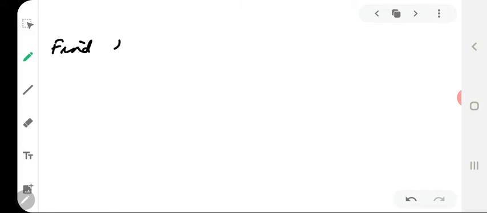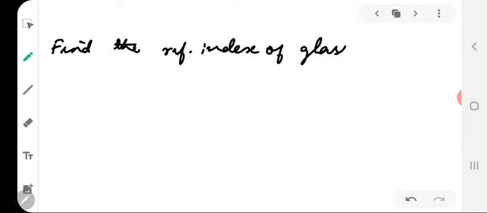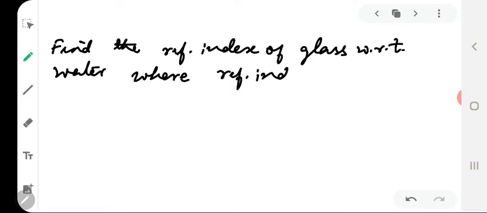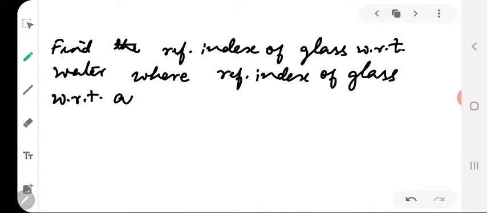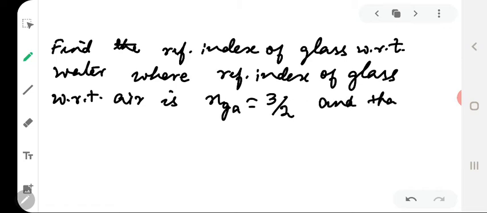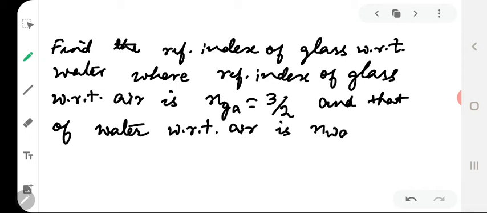Find the refractive index of glass with respect to water, where refractive index of glass with respect to air is 3/2 and that of water with respect to air is 4/3. How to solve this question?